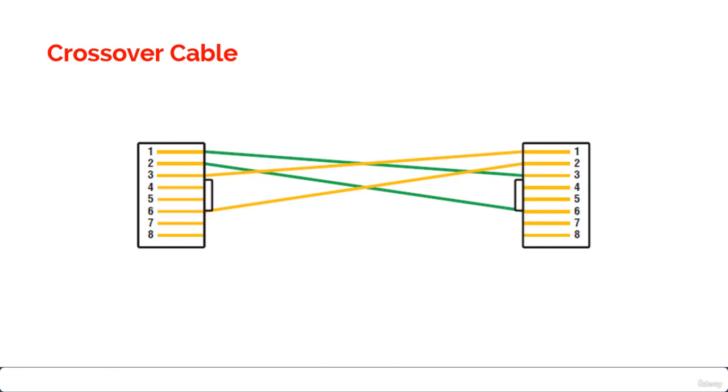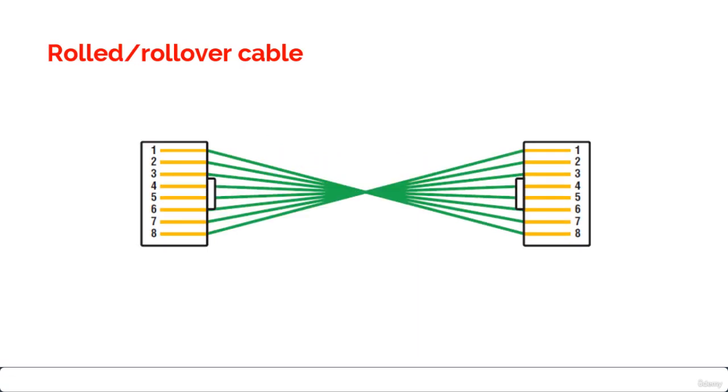Well, if you connect T568A and T568B, then it becomes a crossover cable. But if you connect T568A with T568A, then it becomes a straight through cable. The last is the rolled over cable.